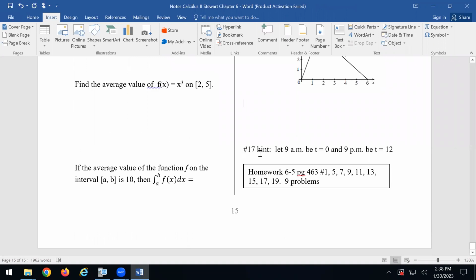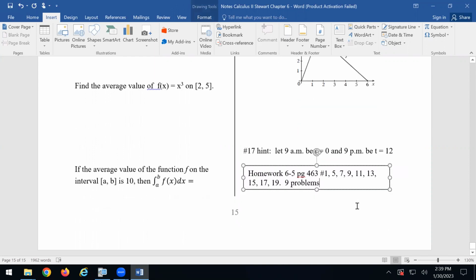Now, number 17 on your homework, this is just a hint. You can let 9 a.m. be t equals 0 and 9 p.m. be t equals 12. That can help you when you're doing number 17. That's a hint for that problem. And then these are your homework problems.